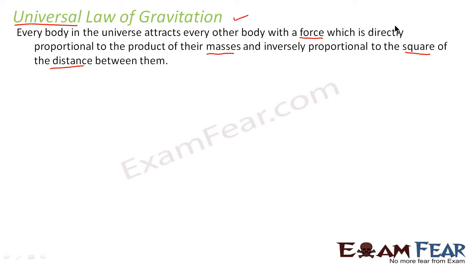What do you mean by directly proportional and inversely proportional? When I say directly proportional, I mean that if the product of the masses increases, the force will also increase. When I say inversely proportional, I mean if the square of the distance increases, the force will decrease. That means if two quantities are directly proportional, the two quantities increase or decrease together. Similarly, if two quantities are inversely proportional, that means if one quantity increases, the other quantity decreases.